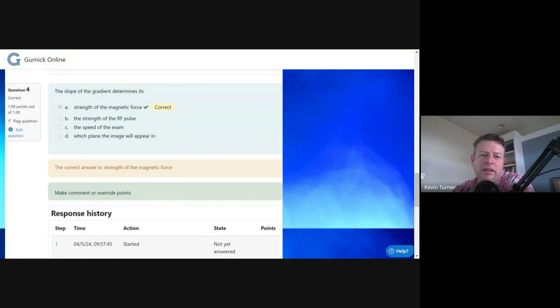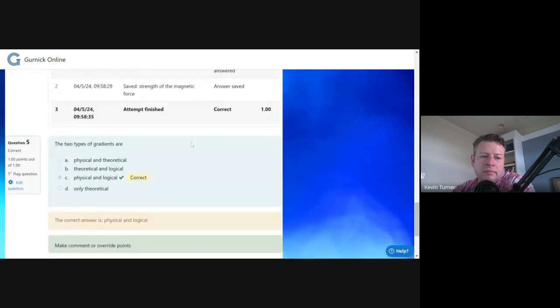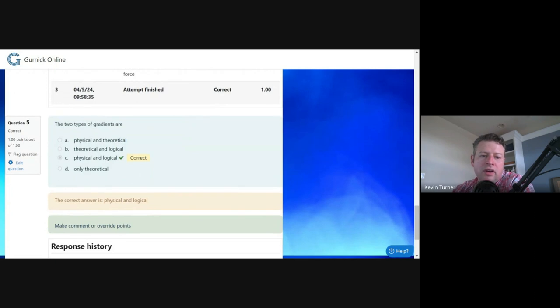The slope of the gradient determines its strength of the magnetic force. Slope is the strength of the force. Nothing to do with the strength of the RF pulse or the speed of the scan. Two types of gradients are physical and logical. All right. Let's keep going from there.